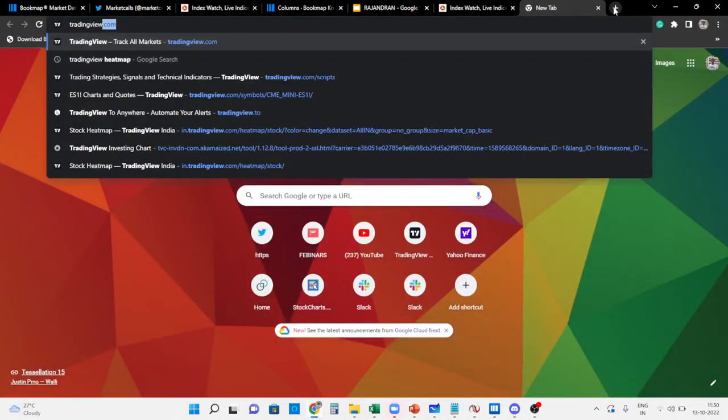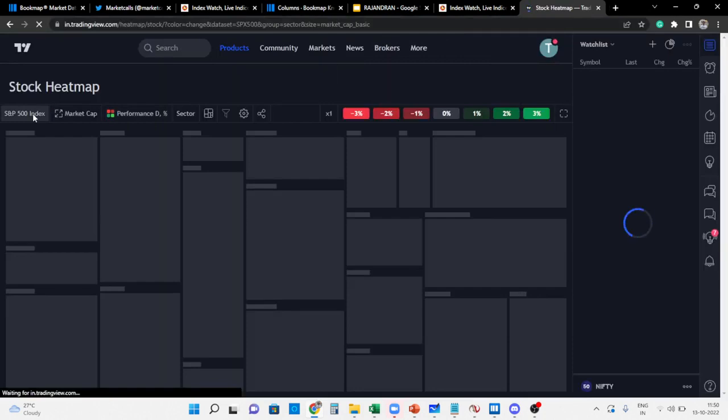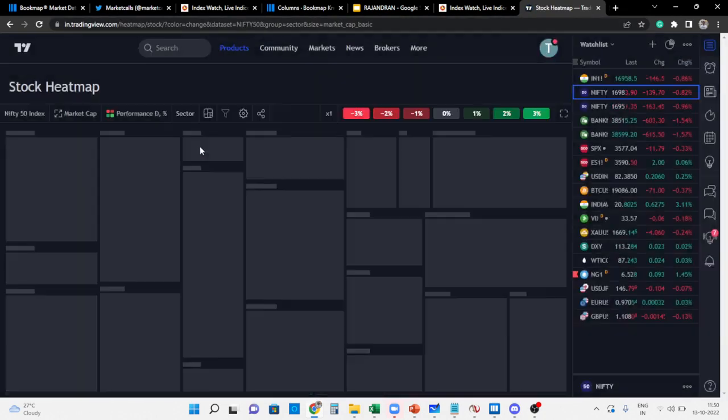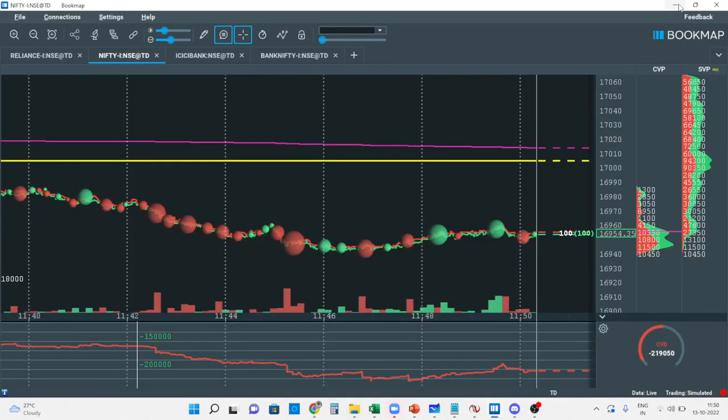TradingView provides some interesting heat map over there. TradingView heat map. Here you can go back and check the sector level activity of Nifty. Right, so you can see that HDFC Bank is the most dominating. HDFC and ICICI Bank, these are the two guys who are pushing the markets down.